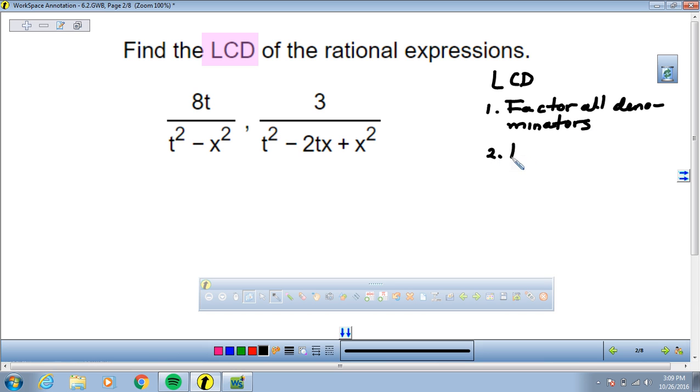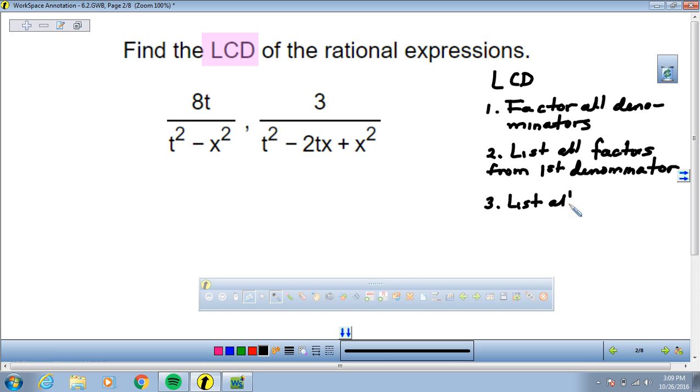Second, you need to list all the factors from the first denominator, and then step 3, you're going to list all factors from the second denominator that do not appear in the list or that have not been listed.